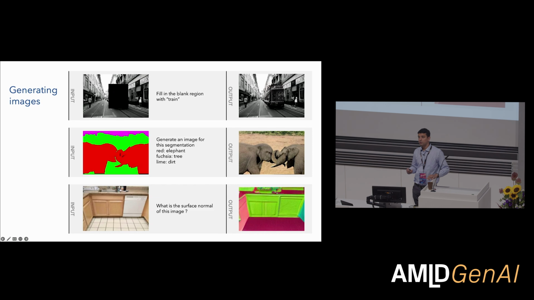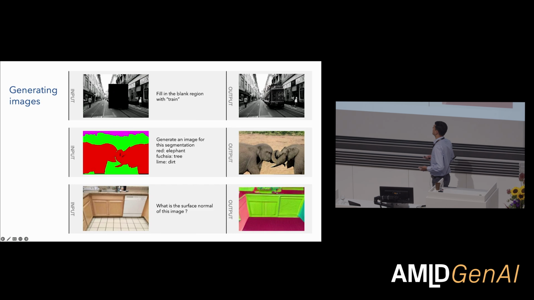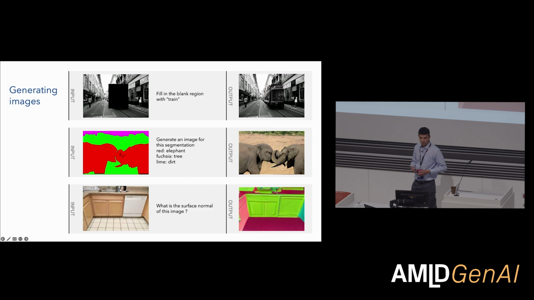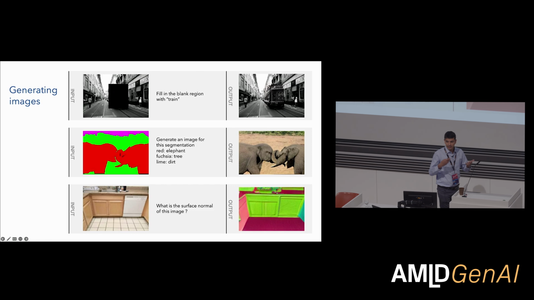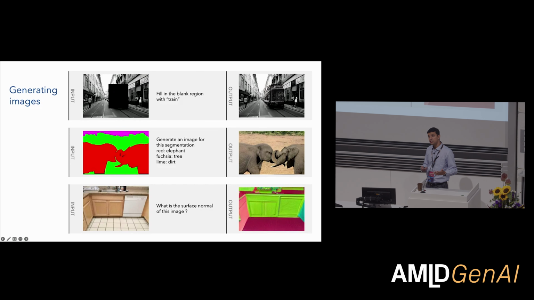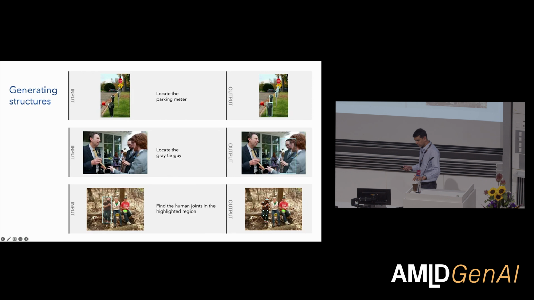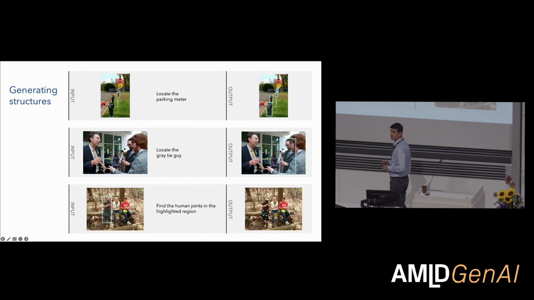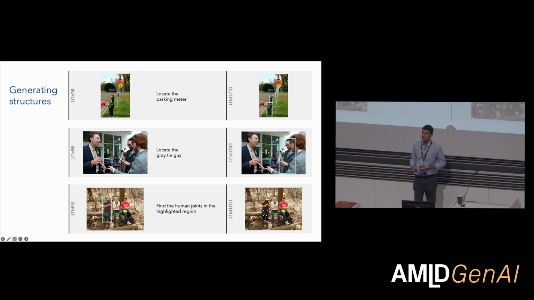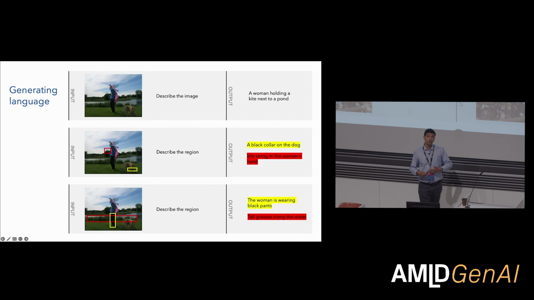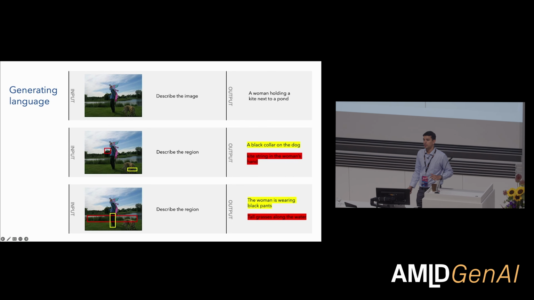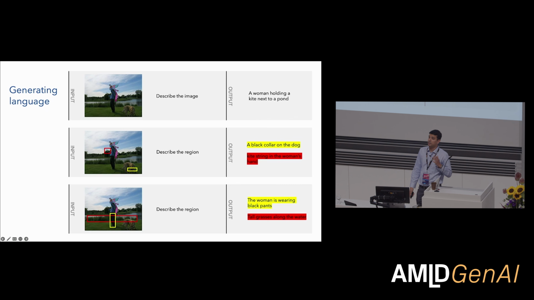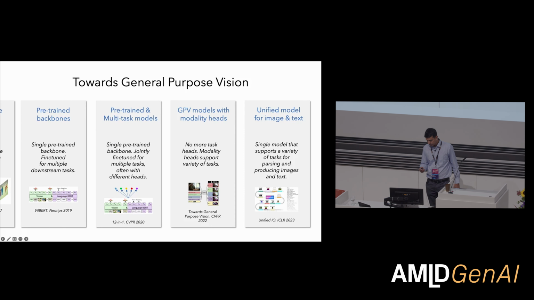First of all, you can generate images, right? You can generate images from text, but you can also do things like mask out an image, and then say fill in the blank region with a train. It puts a train there. You can, of course, input segmentations and get an image output. You can input an image and get surface normal output. You can then start generating structures. You can generate bounding boxes for referring expressions and object detection. You can also get human pose estimates. And of course, you can generate language, which is what even the GPV family of models was able to do.